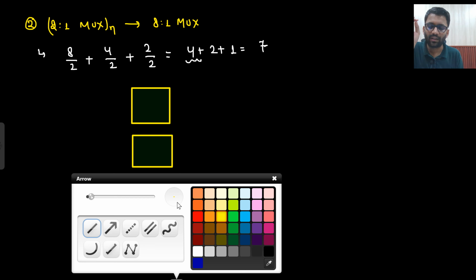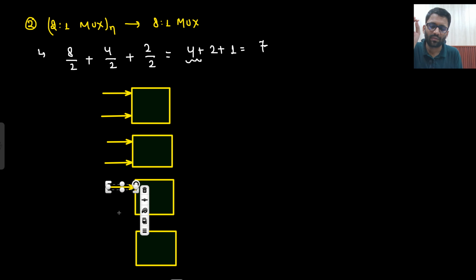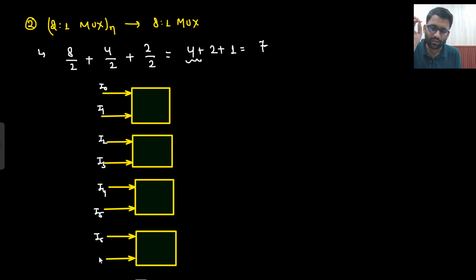To take the 8 inputs, we number them 0 to 7. So I0, I1, I2, I3, I4, I5, I6, I7. Okay, this bit we will see which bit will be what.